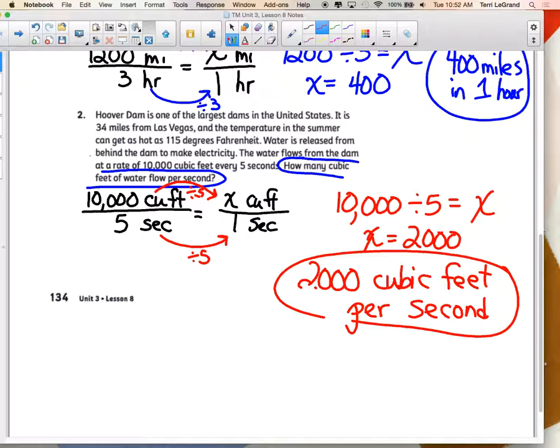Can somebody show me what a cubic foot looks like? Can you give me a visual? What can you visualize? Cube? Yeah, got a cube. Okay, well what does a cubic foot mean? Using a cube to measure feet. Okay. And what would the dimensions of the cube be? 1 foot by 1 foot by 1 foot.